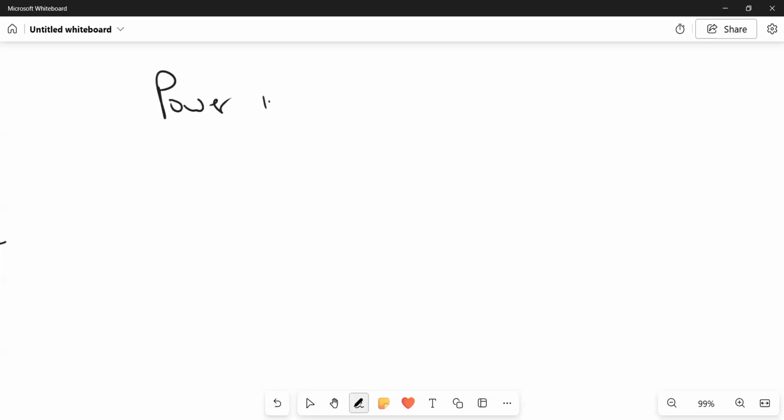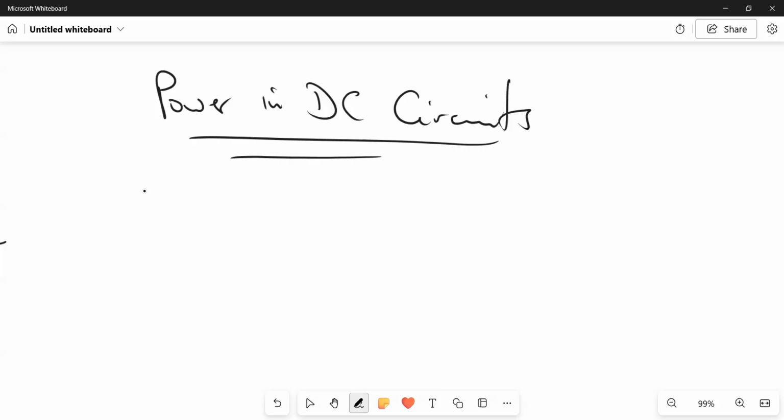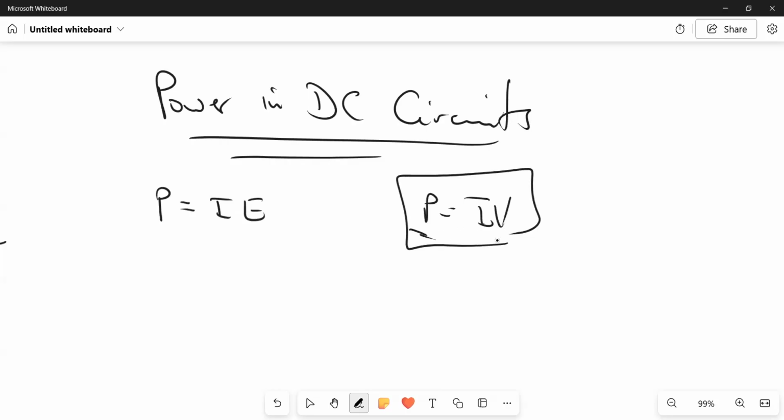Power in DC circuits, right? And for power, there are some formulas. Power is equal to I times E. Sometimes you see P equals IV too, right? If you want to calculate the power across a particular component of a circuit, right?